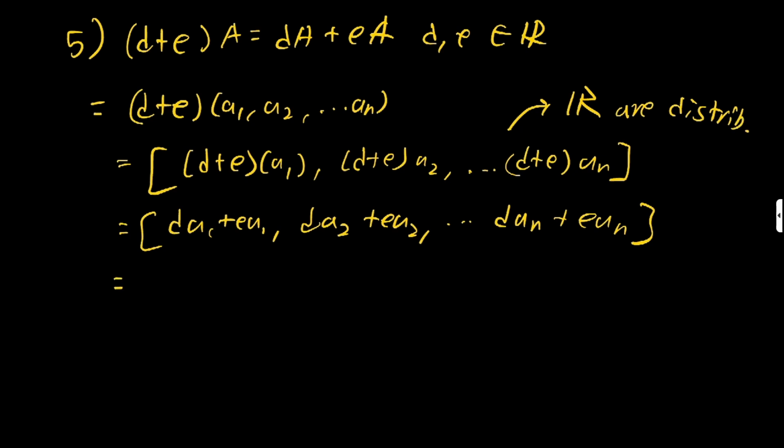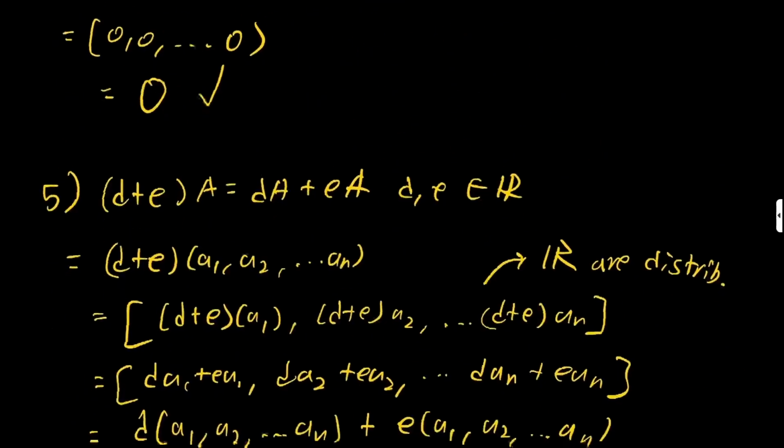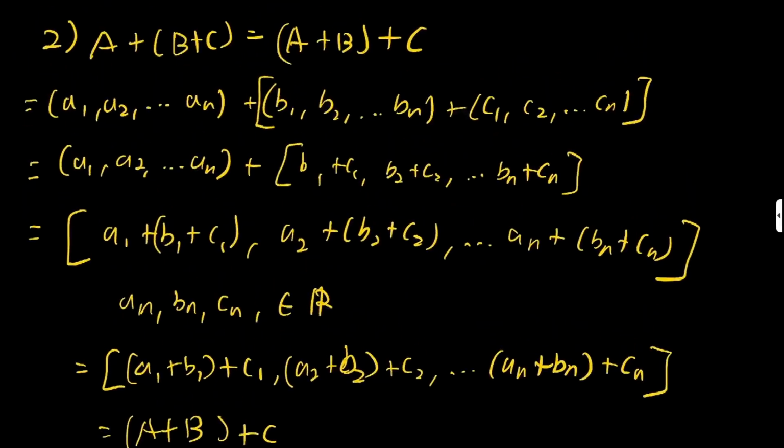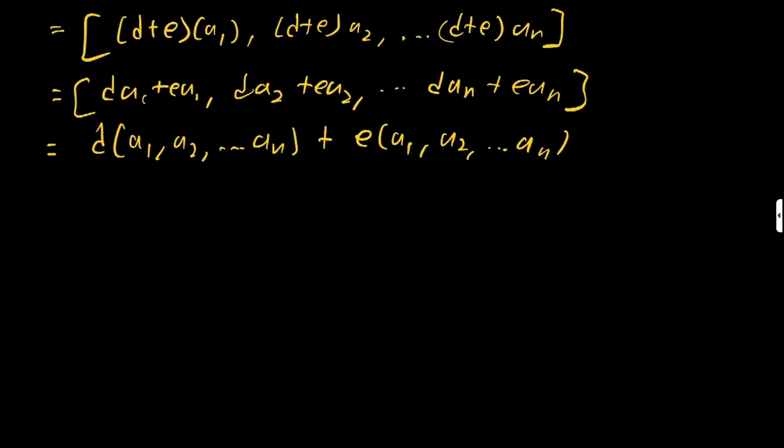This is of course just going to be equal to d times (a sub 1, a sub 2, ..., a sub n) plus e times (a sub 1, a sub 2, ..., a sub n), because of everything we proved up here and all the properties we used up here, where we're allowed to split these sums as follows right there. We're allowed to split these into two different sums.